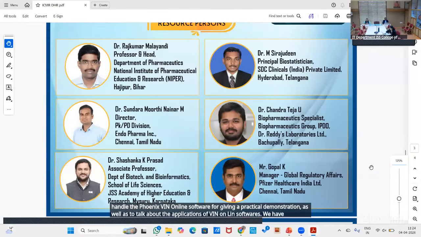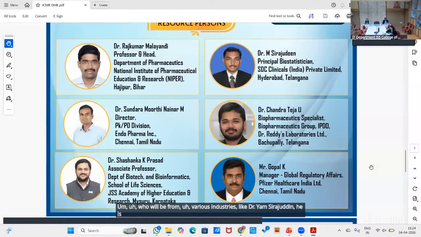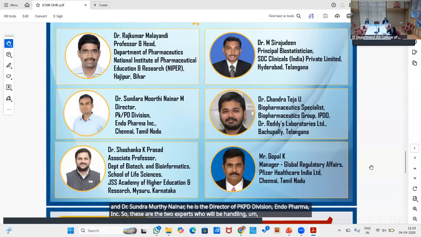We have identified 2 scientists who will be from various industries, like Dr. M. Sirajuddin. He is the principal biostatistician at SDG Clinicals Private Limited, Hyderabad, and Dr. Sundaramurthy Nainar. He is the director of PKPD division, Endopharma Inc. So these are the 2 experts who will be handling regarding the Phoenix WinOnline software, a demonstration on Phoenix WinOnline software. We also have another eminent speaker, Dr. Chandra Teja, who is a biopharmaceutic specialist from Dr. Reddy's Laboratories. He will be giving us insight into the hands-on experience for PK Sim solutions.